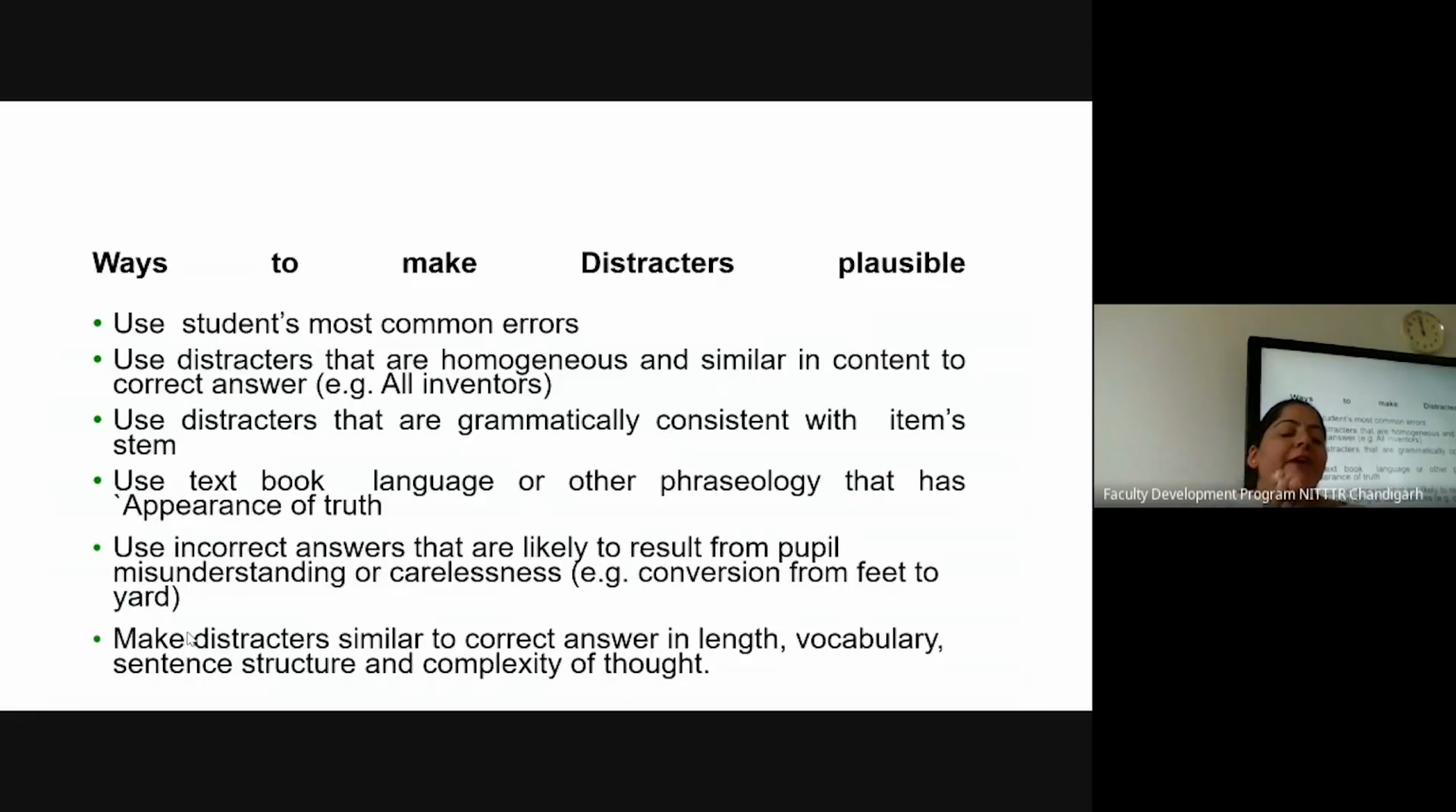Another factor that we need to consider while writing these items is how to make the distractors plausible. Until now, what we were discussing was related to the stem and to the option design. Now one is the correct answer. What about the three options that we are going to give to the student? Those also need to be plausible enough so that the student takes time to think about that particular option.